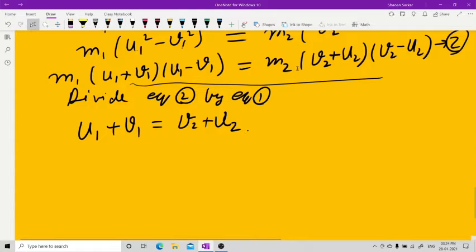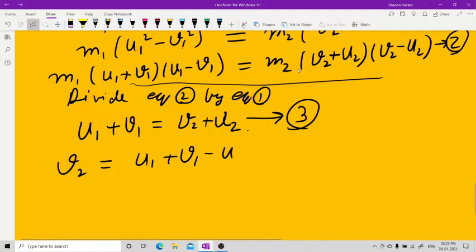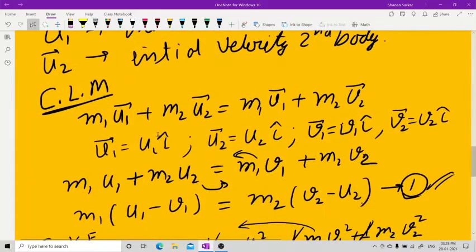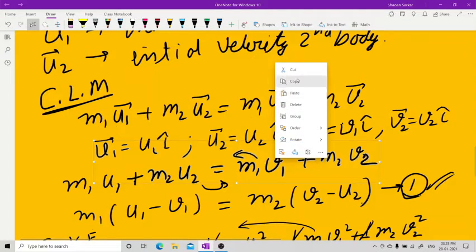Once you are left with this equation, do one thing. You can write down v2. So from here, this is equation number 3, and from here v2 is equal to u1 plus v1 minus u2. Now you will do one thing. You will substitute in the main equation. I'm talking about this equation. You will substitute in this equation. Let us consider this equation as a. Let me copy this expression and bring it down.